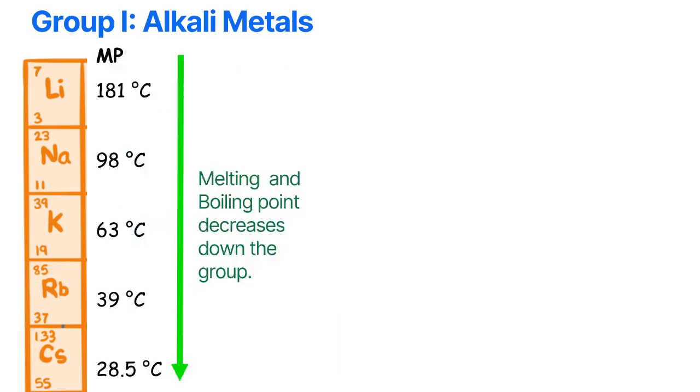As you go down Group 1, the melting and boiling point decreases. Lithium has a higher melting point than sodium, and sodium has a higher melting point than potassium. Exam tip: remember, trends are tested often. Always state whether the property increases or decreases down the group.